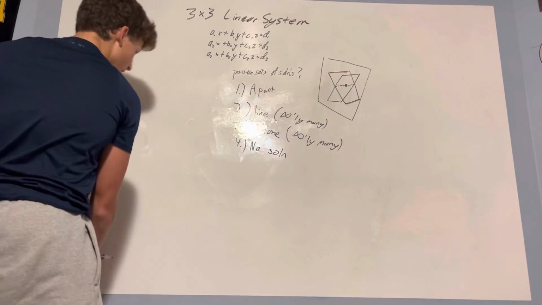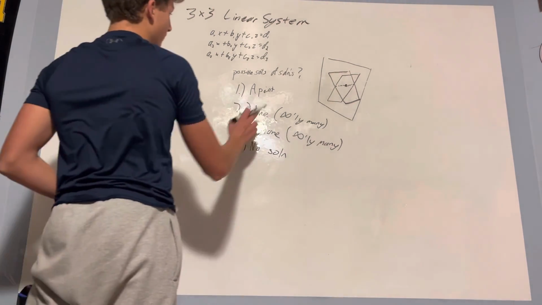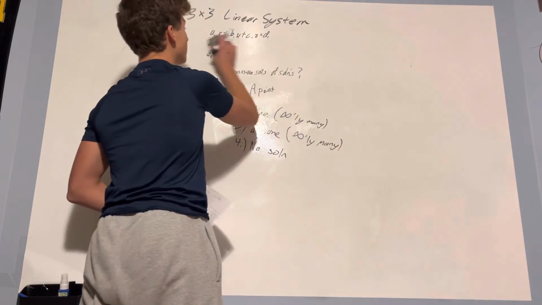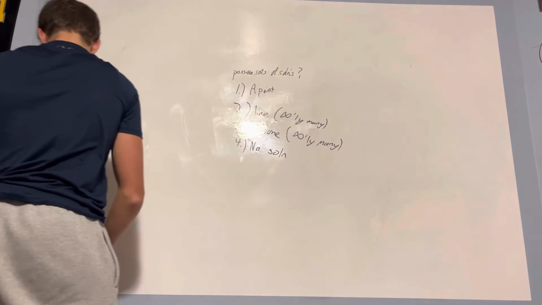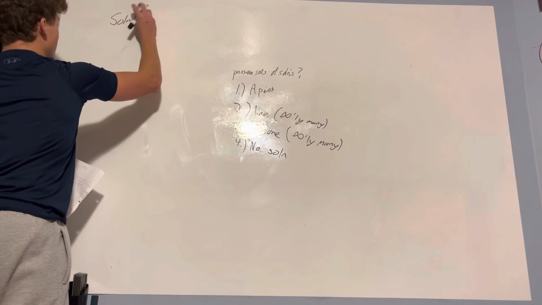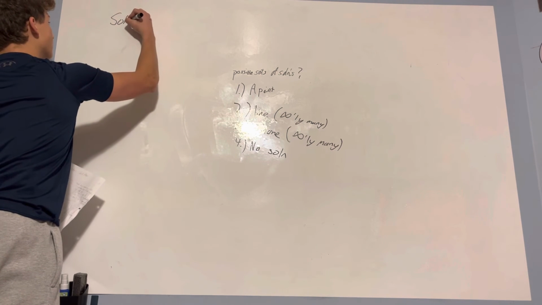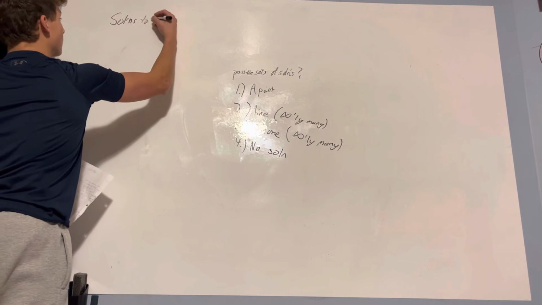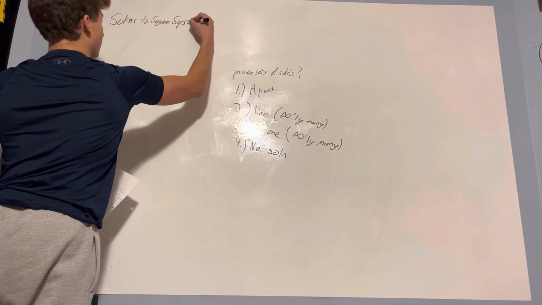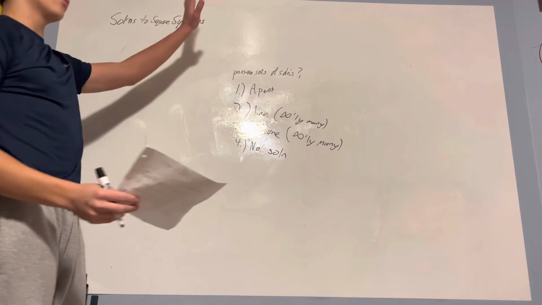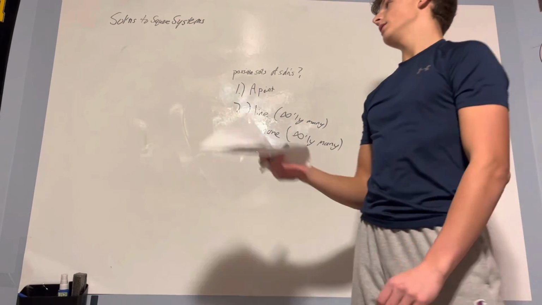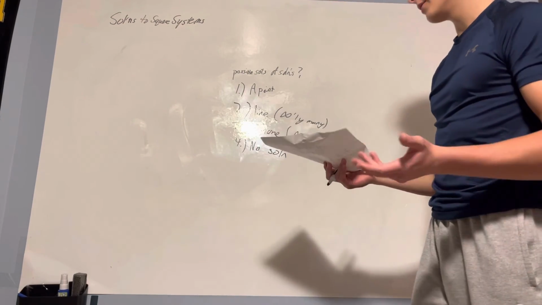Now I'll keep the possible set of solutions there. So now let's look at solutions to square systems, and we're just going to go through a general case here. That 3x3 system would be just one example of a square system. A square system would be any n by n system.